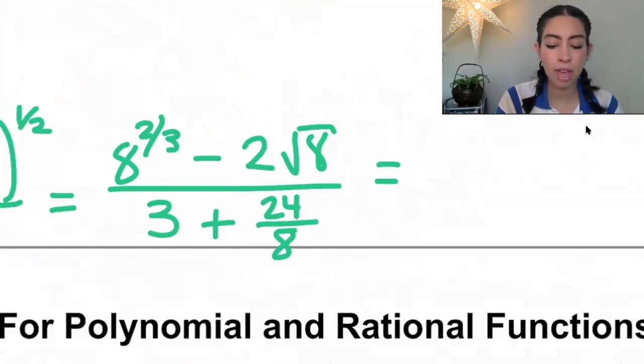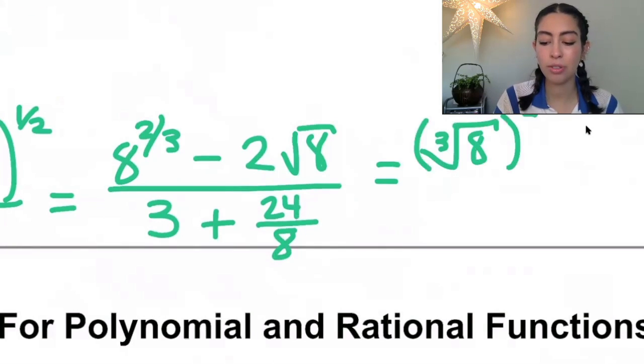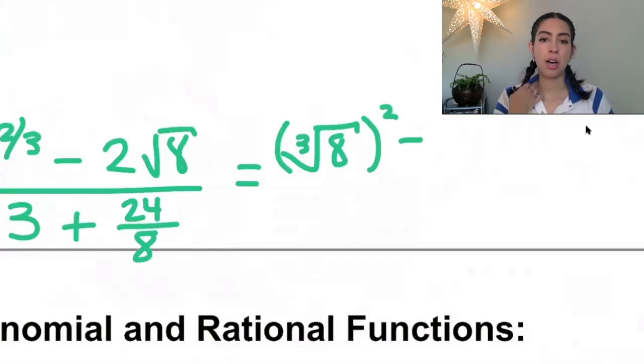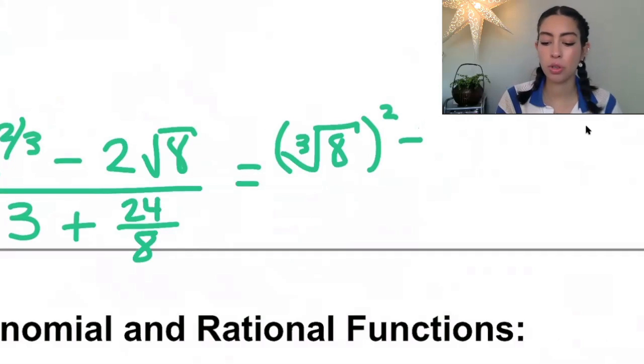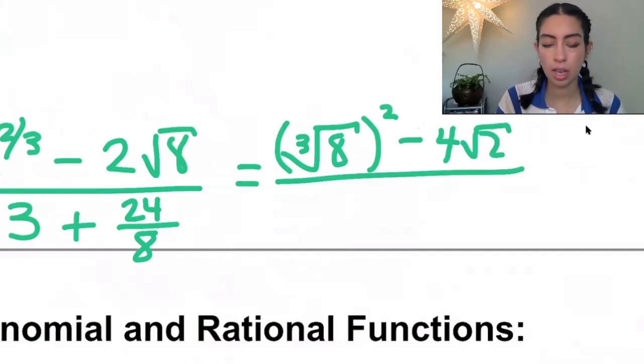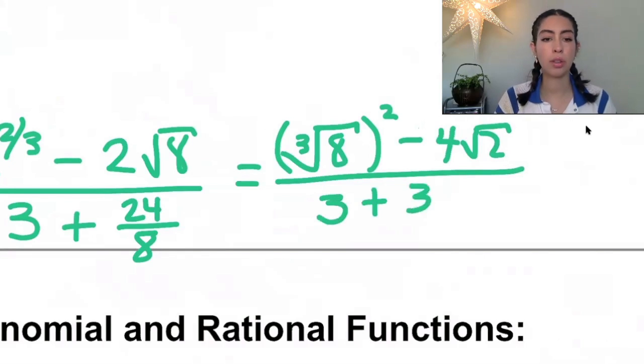So I have 8 to the 2/3. I'm going to go ahead and cube root 8. That's going to be easier for me to do, and then square that value. And here, I'm going to simplify it under the root. So the square root of 8 is equal to 2 root 2. So this is going to become 4 root 2. And we've got 3 plus 3. 24 divided by 8 is 3.